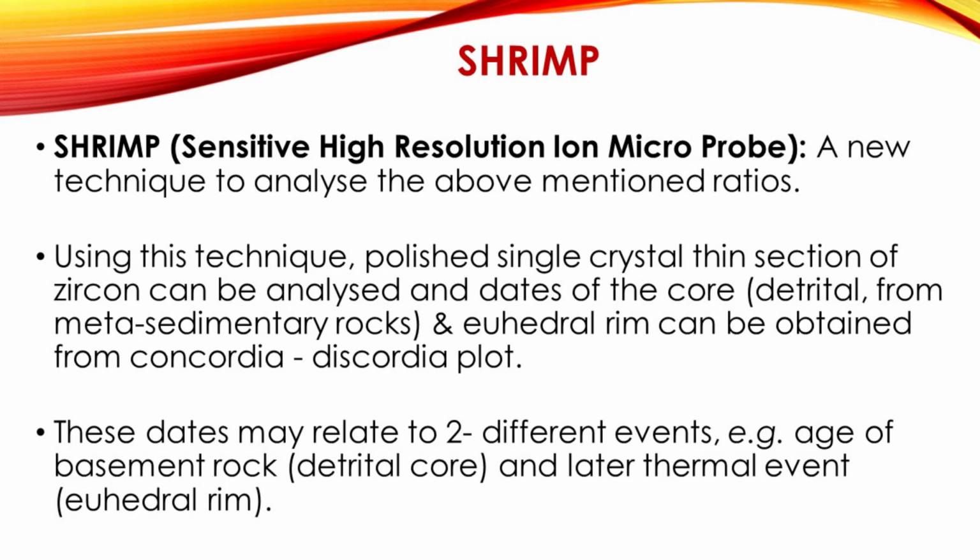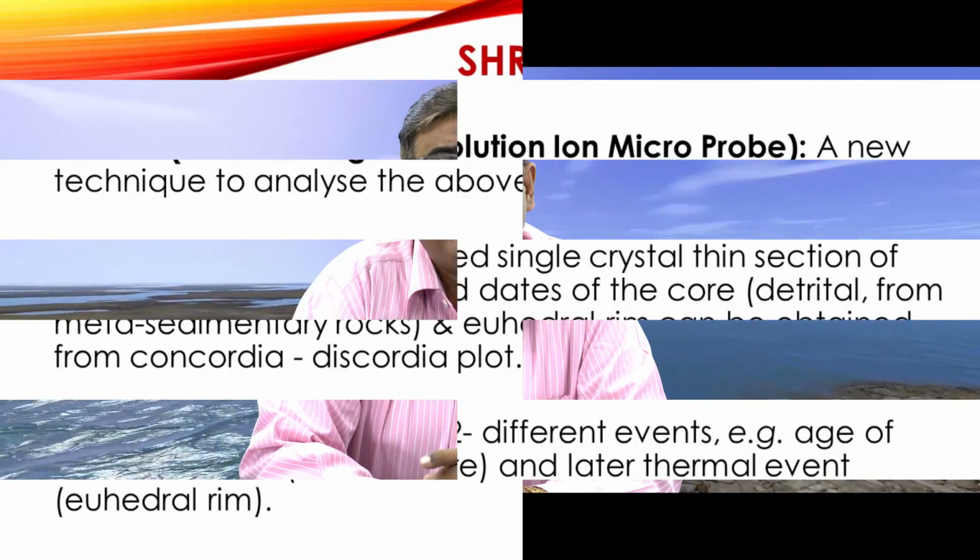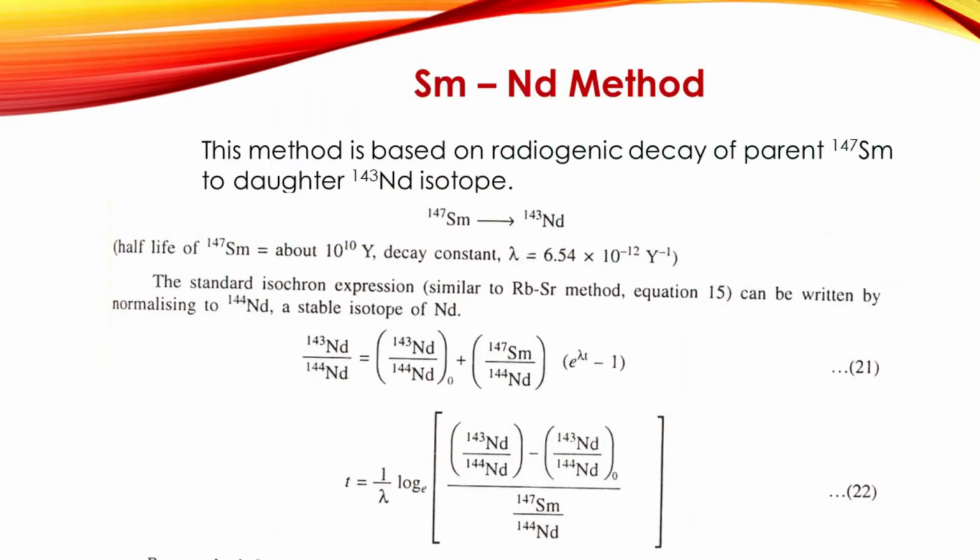This technique has been developed to analyze the above mentioned ratios. Through this technique, the polished single crystal thin section of zircon can be analyzed, and dates of the detrital core or core from metasedimentary rocks and euhedral ring can be obtained from Concordia and Discordia plots, or the detrital core and the later thermal event or the euhedral ring.